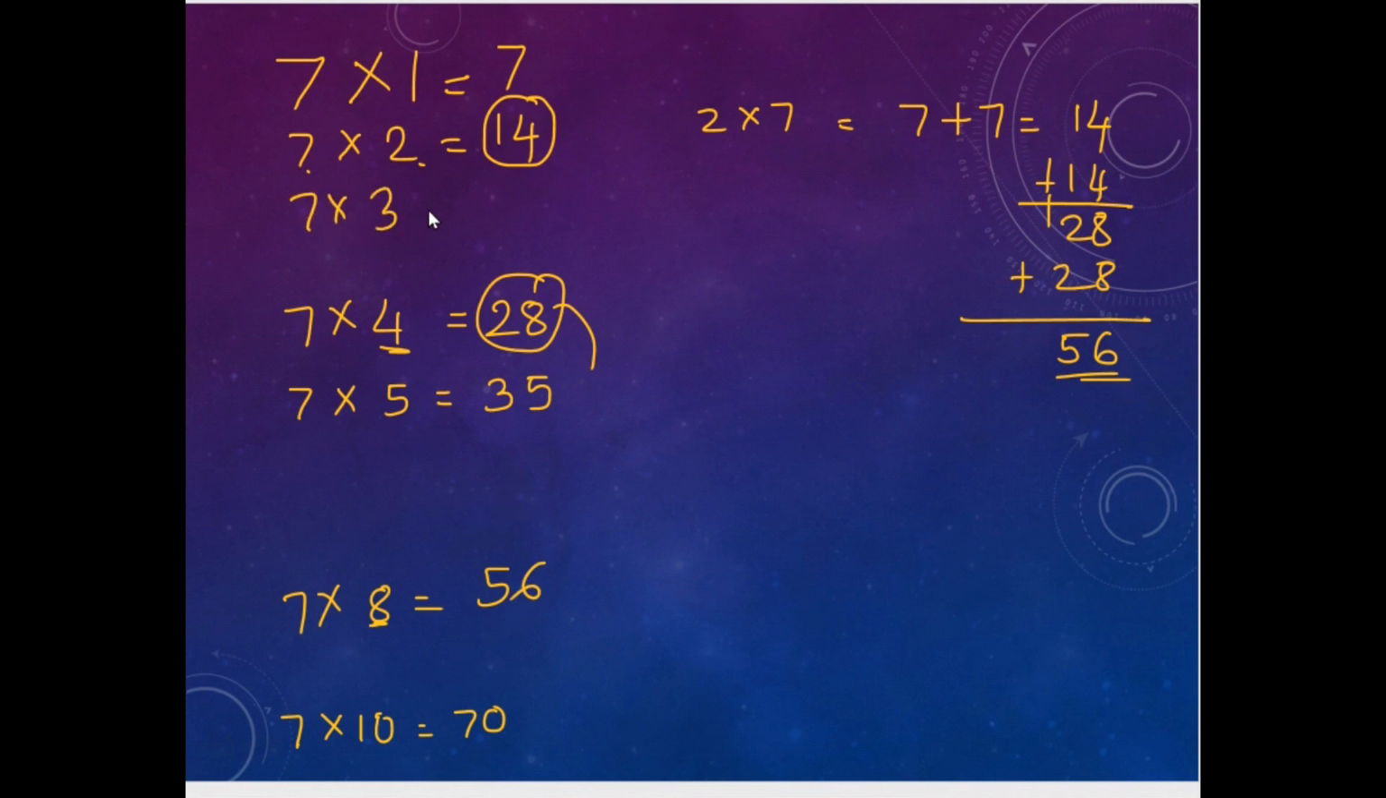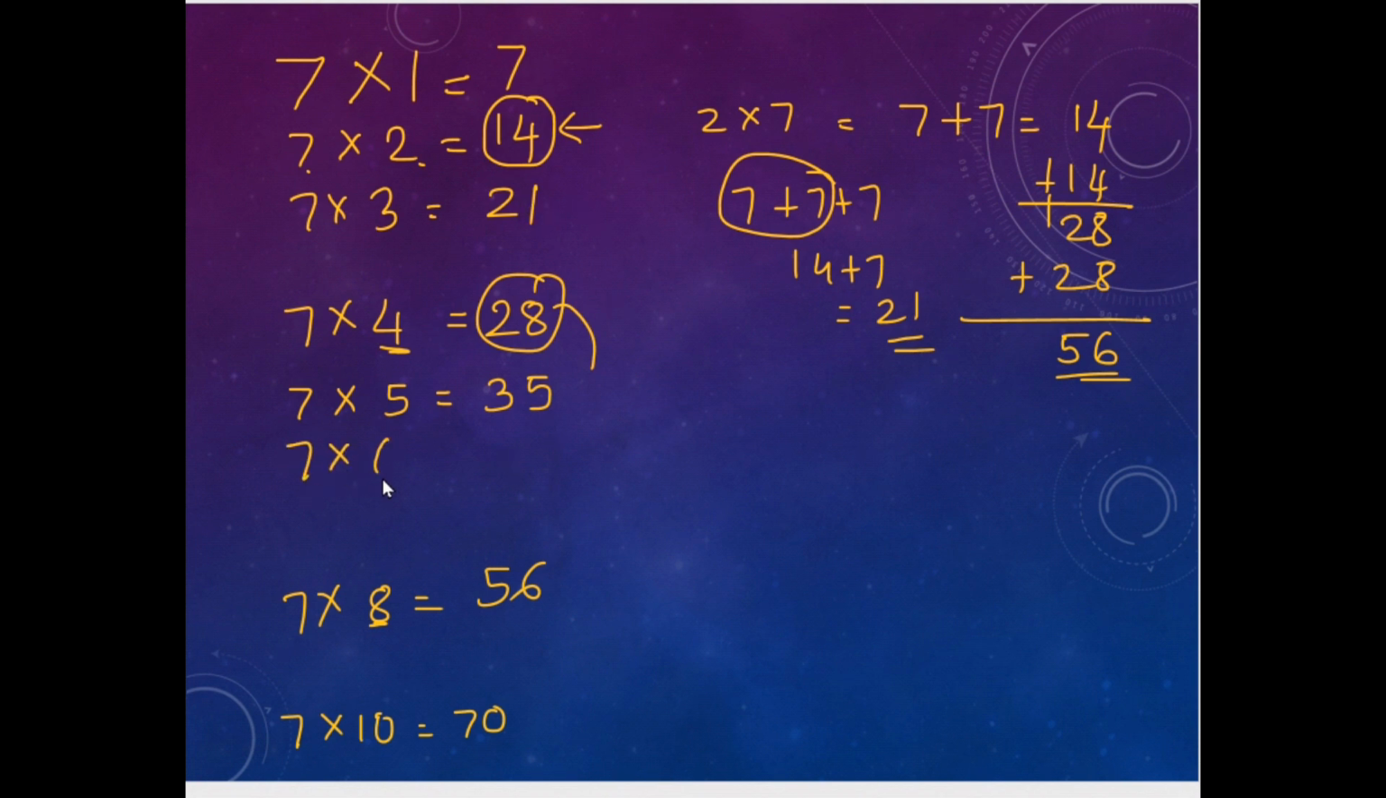Now 7 times 3. 7 times 3 is nothing but you are adding 7 three times. Already you added 7 two times here, 14. Add one more 7 to that. So 14 plus 7 is 21. So you can put 21 here. Now once you have found 7 3s are 21, you can easily find 7 6s are, because 6 is double of 3. So 21's double. So 21 plus 21, 1 plus 1 2, 2 plus 2 4, 42. So we can put a 42 here.